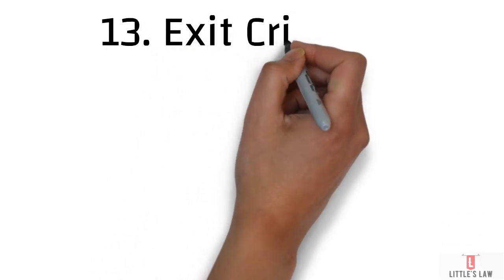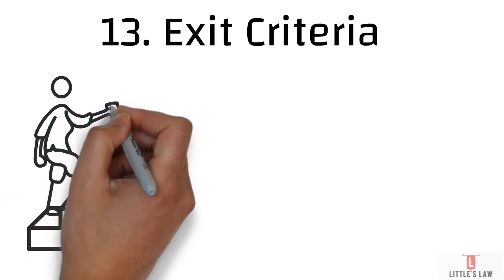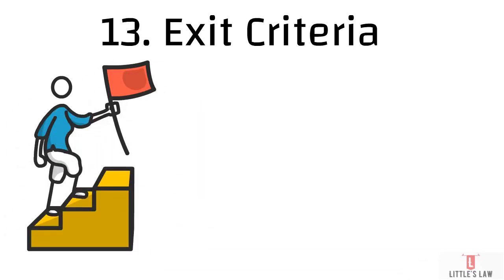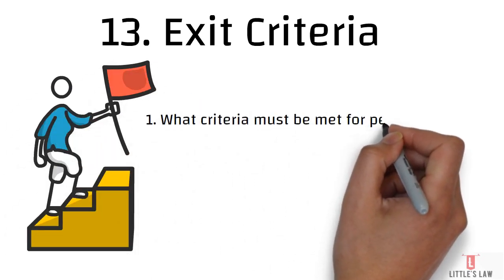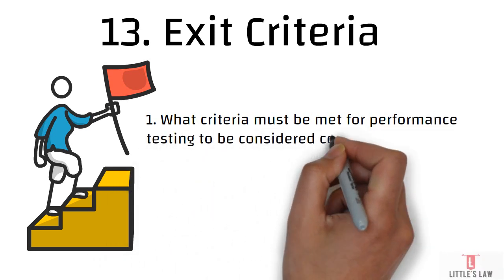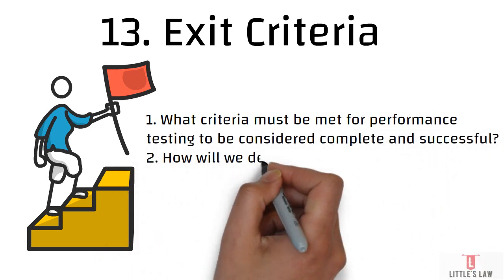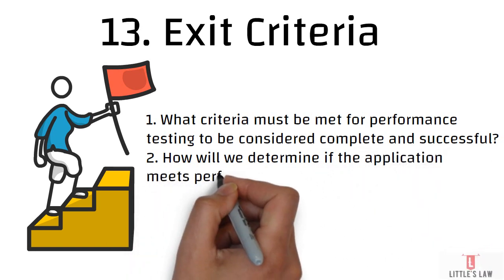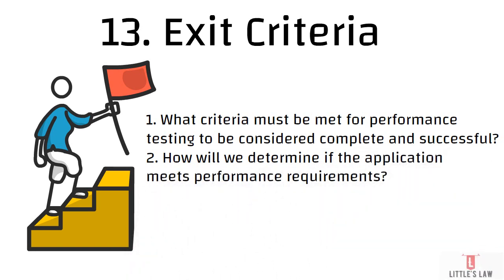Now we will move on to the last question of this requirement collection document, which is the exit criteria. We know we have collected all these requirements. At one point of time, we have to complete everything and come out of the performance testing. So you have to ask, what is the criteria that must be met so that I can complete this testing and declare it successful? And if it is not, then it's a failure and you'll have to go for another round of testing. So you'll have to determine if the application meets the performance requirements.